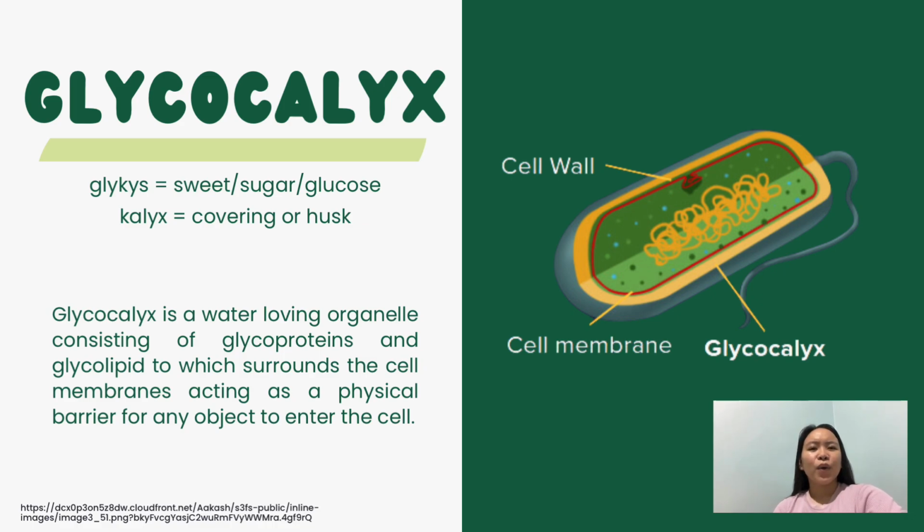So again, what is the meaning per definition of glycocalyx? Glycocalyx is a water-loving organelle consisting of, first, glycoproteins, second, glycolipids, which surrounds the cell membrane, acting as a physical barrier for any object to enter the cell. There goes the breakdown and the per definition meaning of glycocalyx, wherein it protects and it contains sugar.